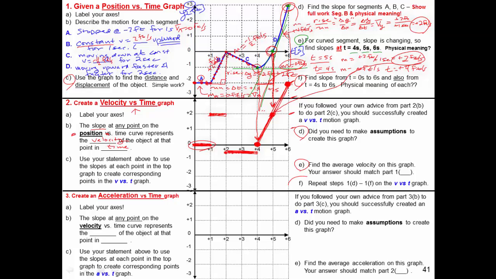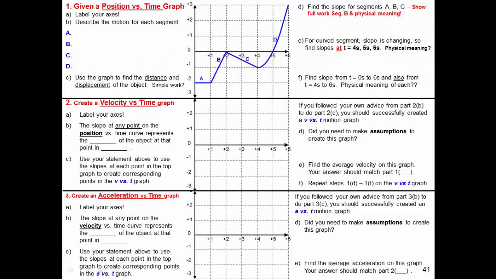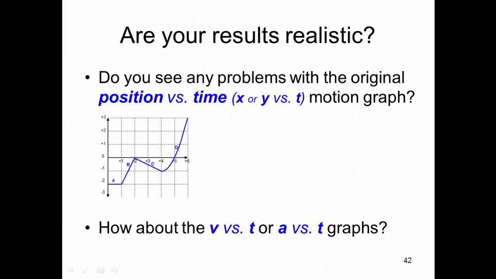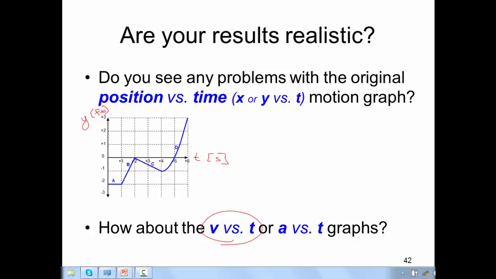So stop right there. Now your homework is to go through, first of all, a couple of questions you can answer. Do you see any problems with our original position versus time graph? Remember, we were using y in feet versus time in seconds. And what about the velocity versus time graph? Does everything look okay on that? Could we really do that in real life? Are there any issues with that graph? That's the first thing you're going to have to take a look at and answer. It might be good, it might not be.